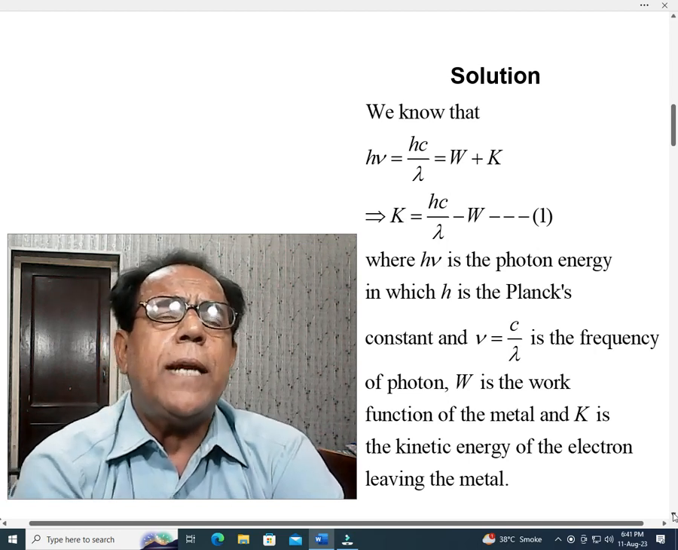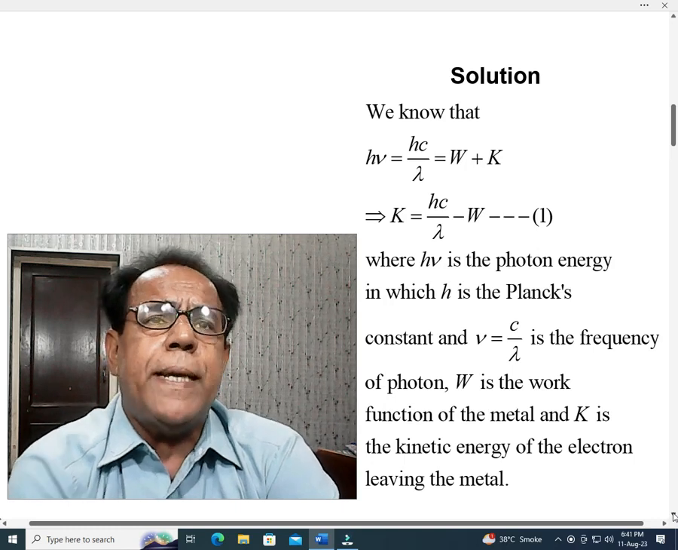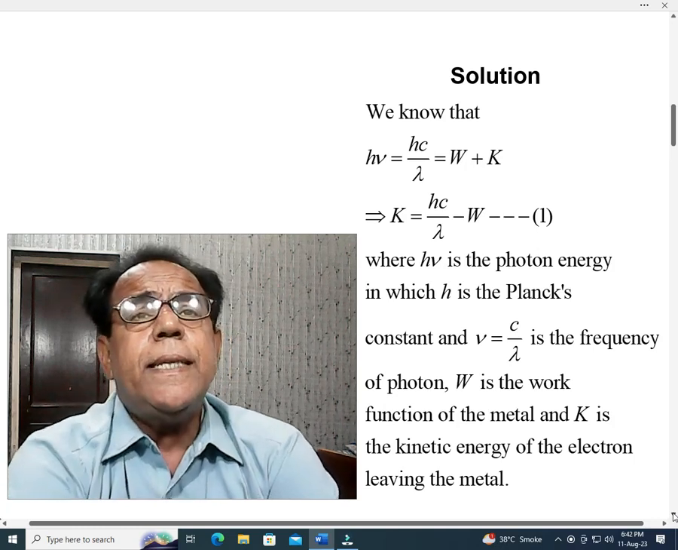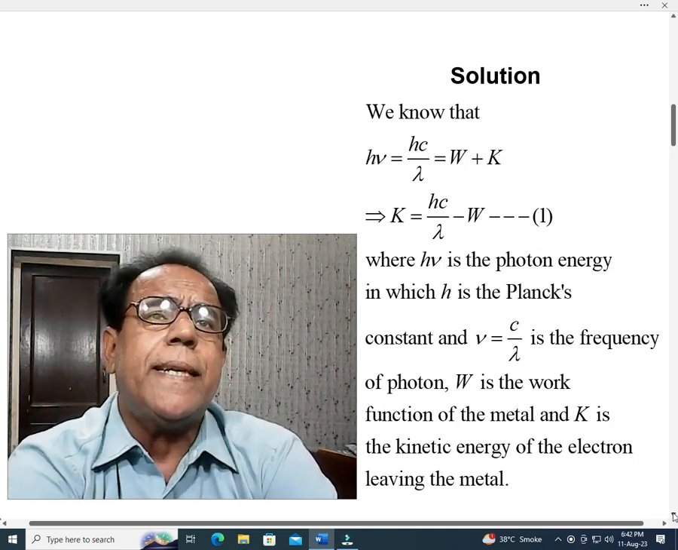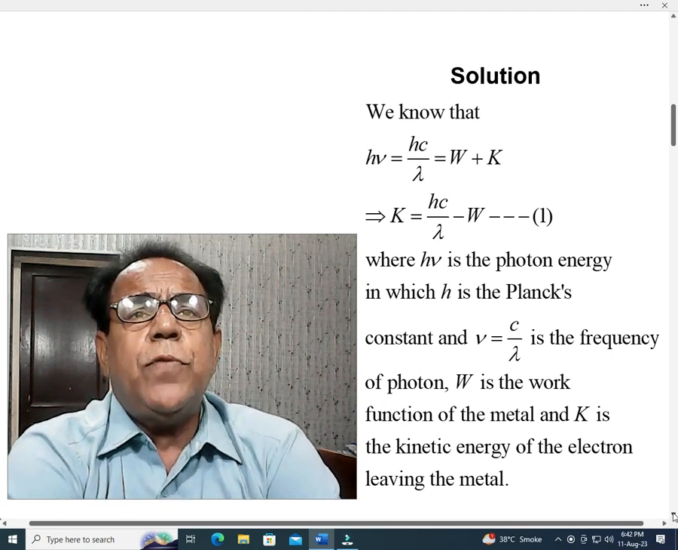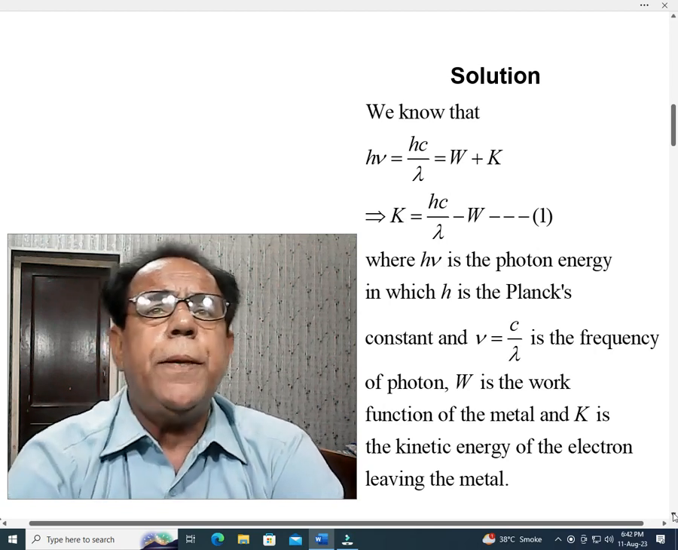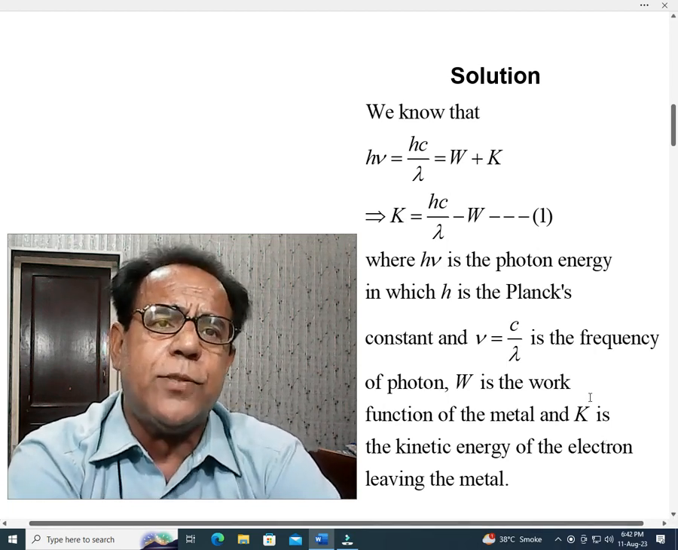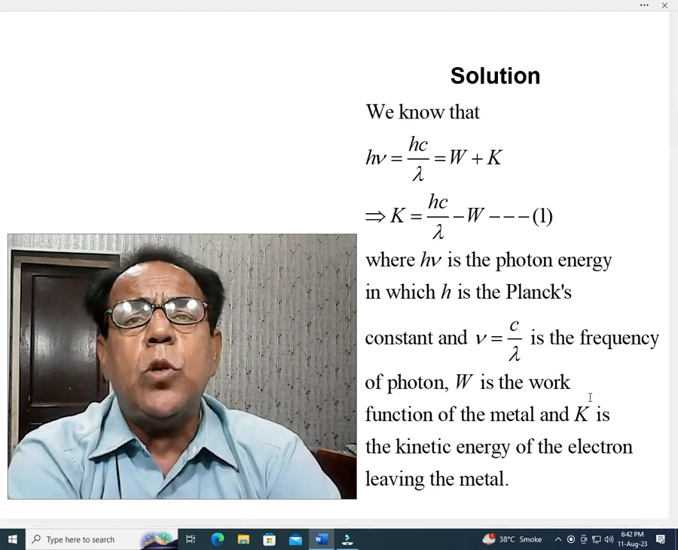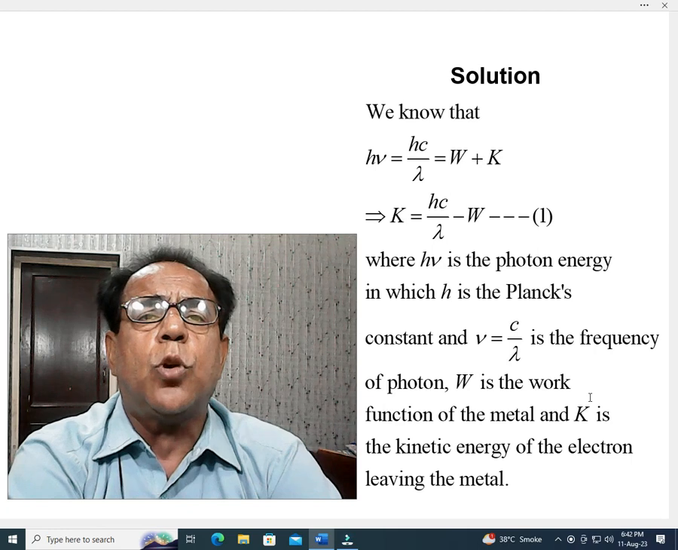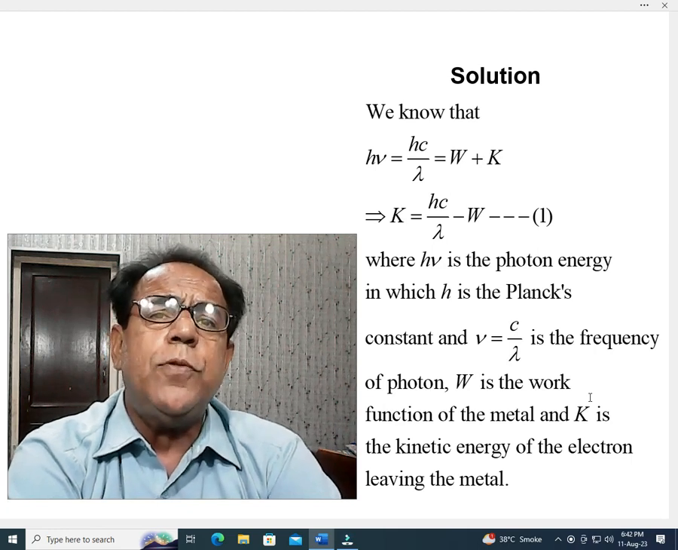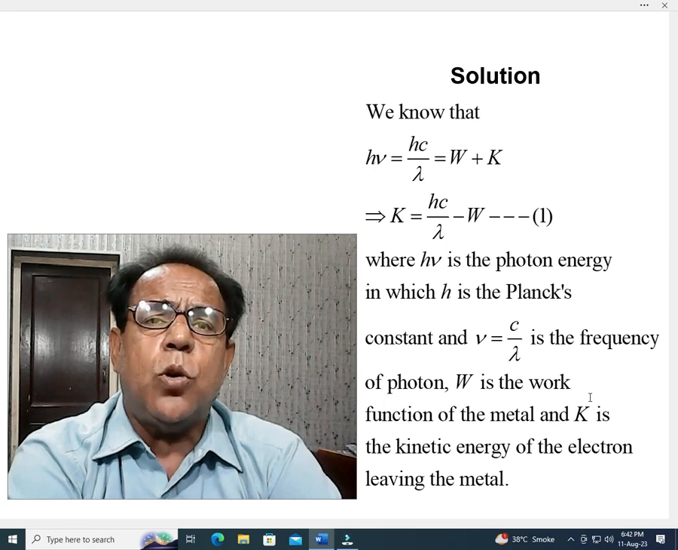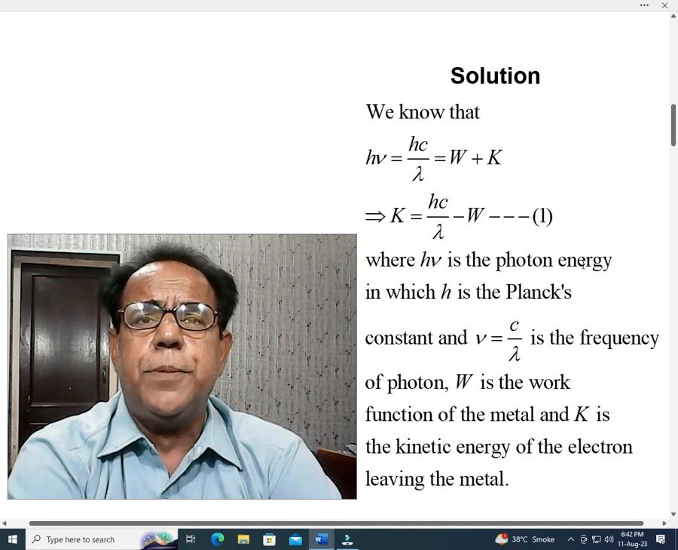h nu equal to hc over lambda equal to W plus K. W is the work function and K is kinetic energy. This implies that we can rearrange this equation as K equal to hc over lambda minus W, equation number 1, where h nu is the photon energy, in which h is Planck's constant and nu equal to c over lambda is the frequency of the photon. W is the work function of the metal and K is the kinetic energy of the electron leaving the metal.